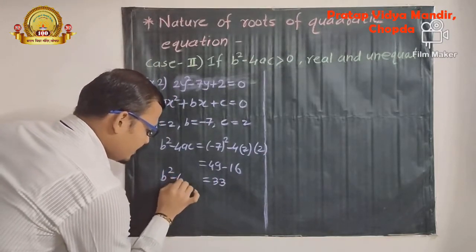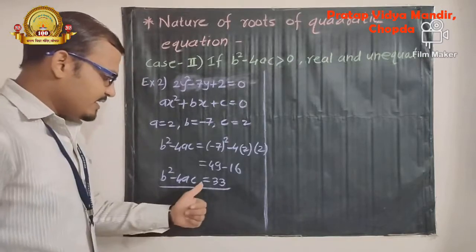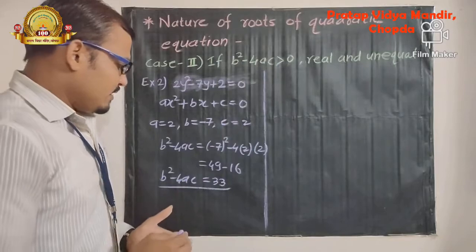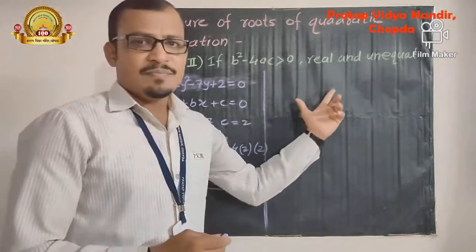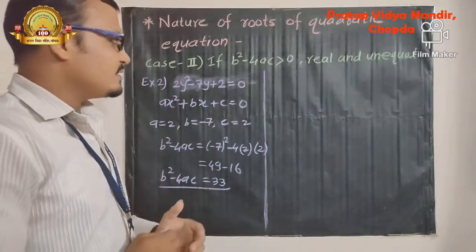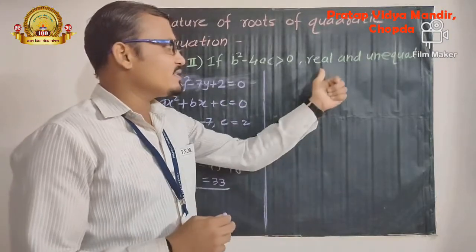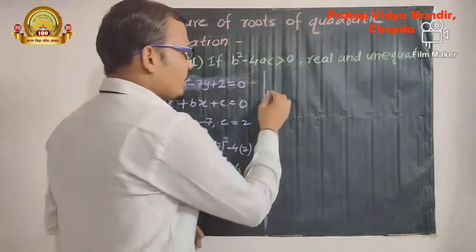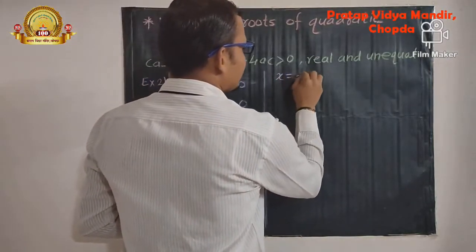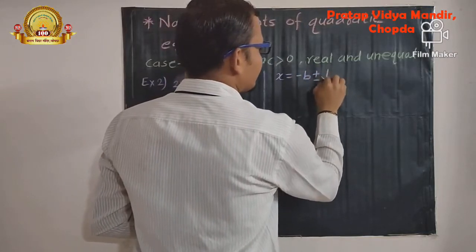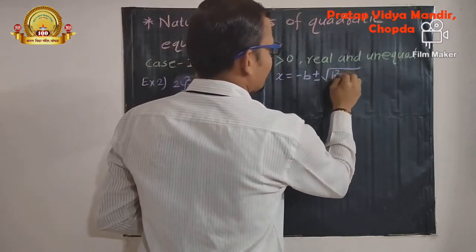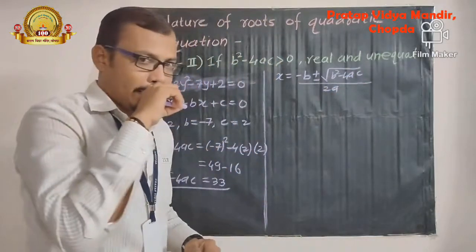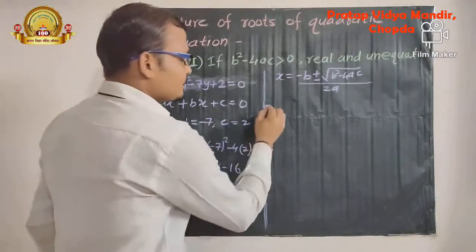See friends, here we get the value of b² - 4ac is greater than 0. That is the positive value. Now we find the roots of the quadratic equation, and the roots of the quadratic equation are obviously real and unequal. To find the root of the quadratic equation, put all these values in the formula. x = (-b ± √(b² - 4ac)) / 2a.